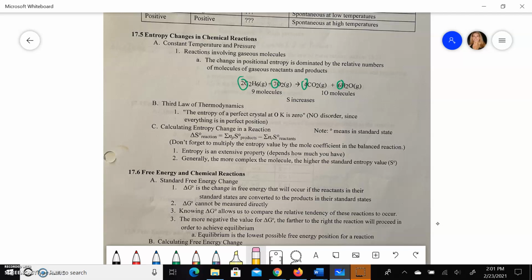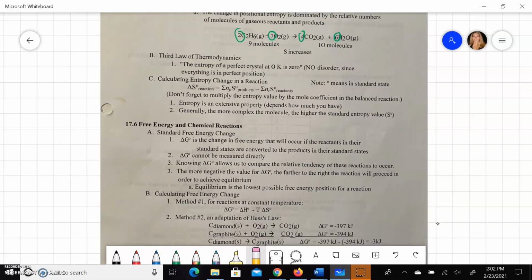Notice that entropy is an extensive property, just as a review from that vocab word from our very first chapter. Extensive means that it does depend on how much you have. So the more particles you have, the more complex the molecule, the higher the entropy is going to be.